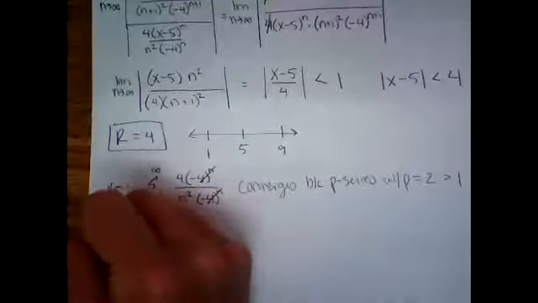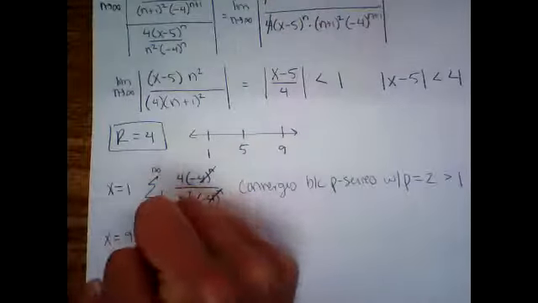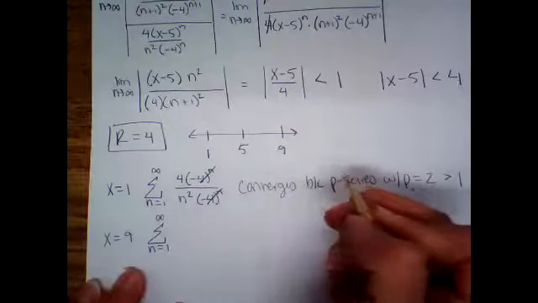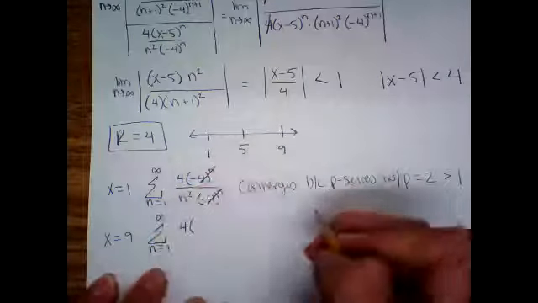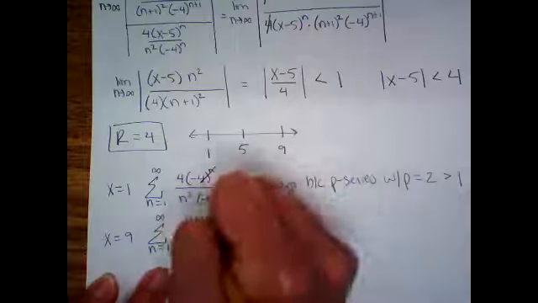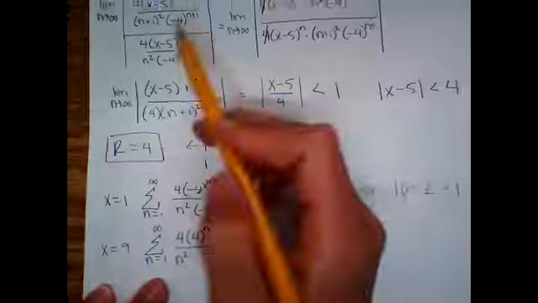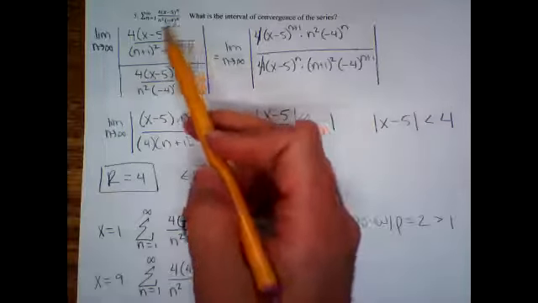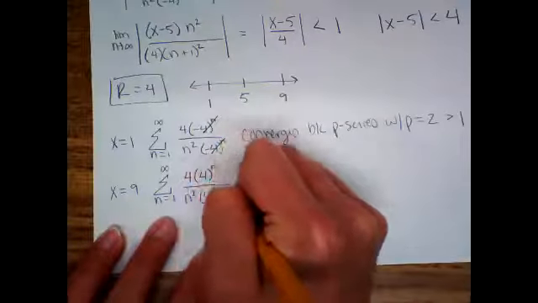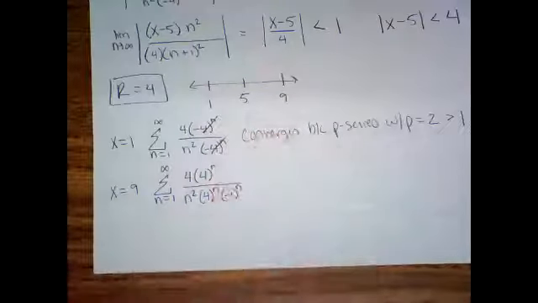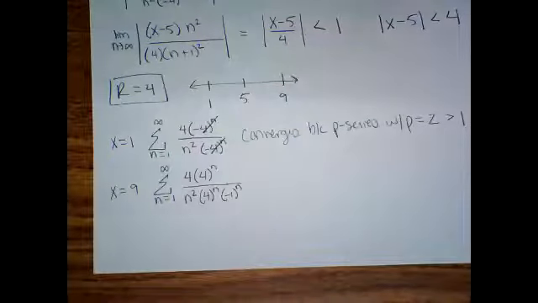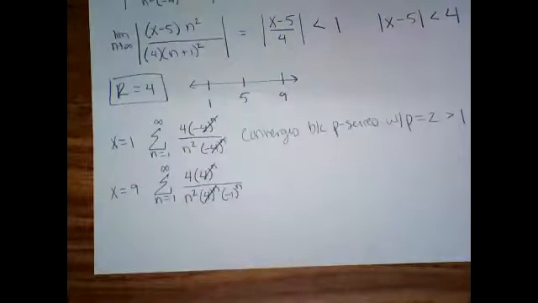And then we're going to look at the 9. So we're going to plug 9 back into that original problem. So 9 minus 5 would be 4. So 4 to the n over n squared. Now, see how that's -4 to the n there? I'm going to write it as 4 to the n times -1 to the n so that I can get those 4 to the n's to cancel. The fact that it's a -4 is just going to make it alternate. So this is an alternating series. So we're going to do alternating series test.